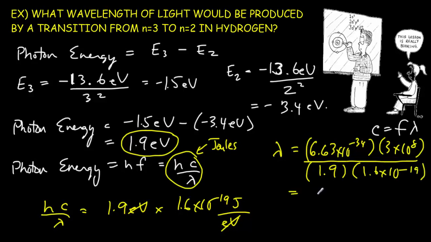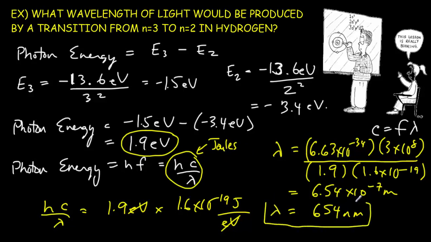Multiply that out and you should get an answer of 6.54 times 10 to the minus 7 meters, or you'd usually write that as 654 nanometers. A nanometer is 10 to the minus 9 meters. So you should get that the wavelength for the 3-2 transition is 654 nanometers.